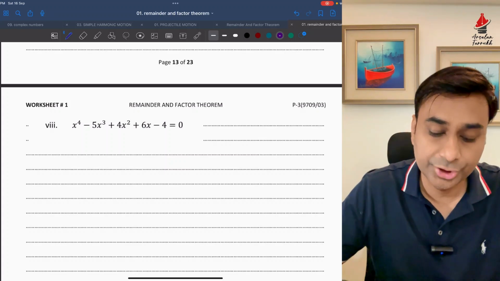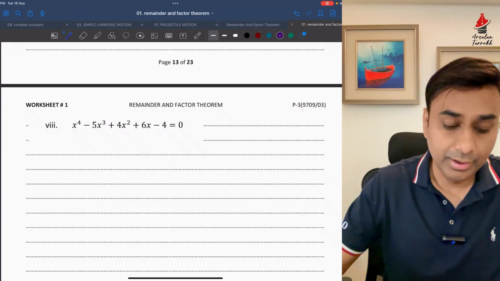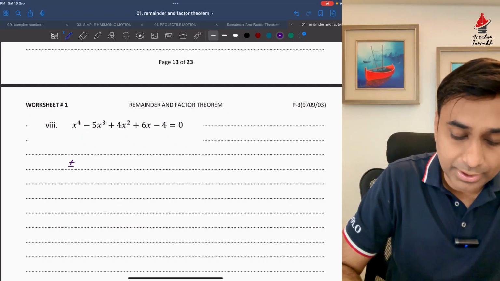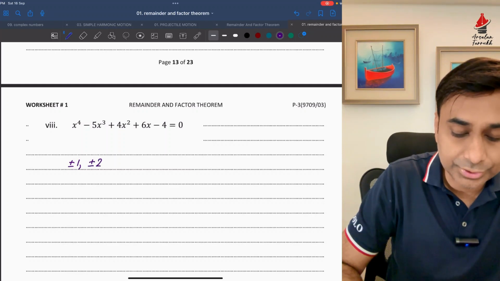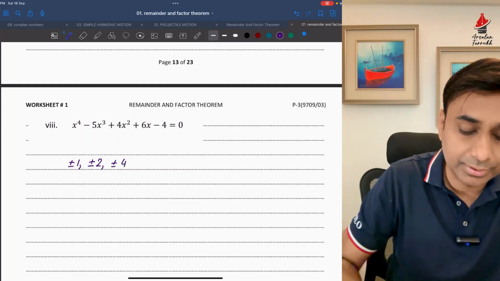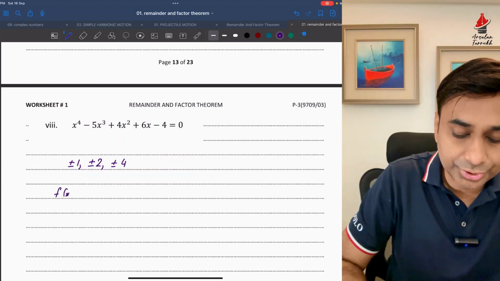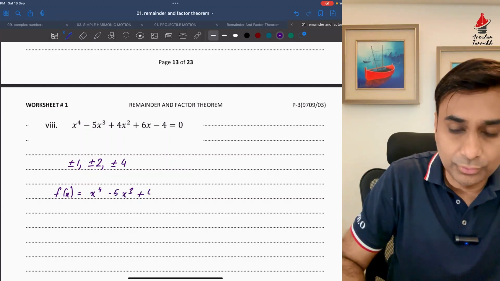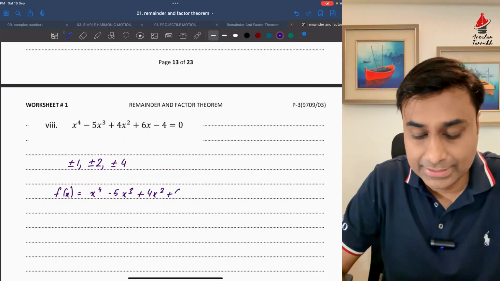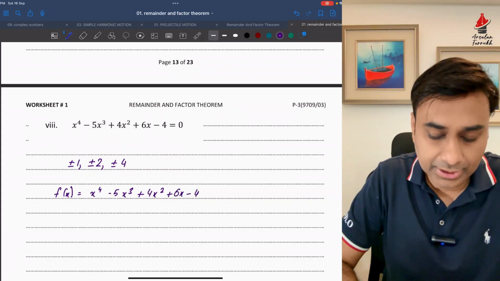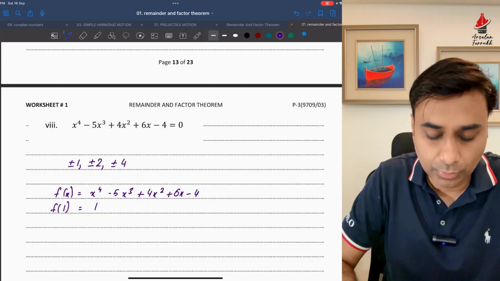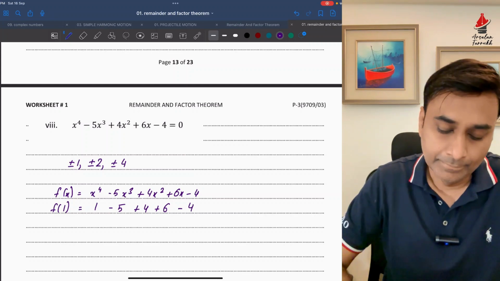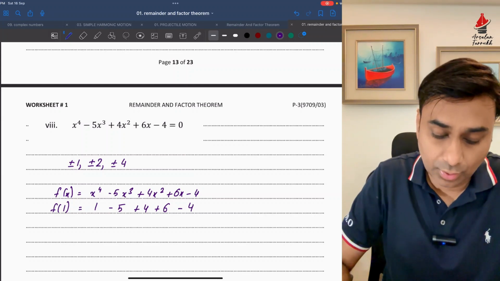So that means I have to find two factors by trial and error, which means looking at the last constant term, so I'd have plus minus 1 as my trials, or plus minus 2 as my trials, or plus minus 4 as my trials. So if I suppose the function to be x^4 minus 5x cubed plus 4x squared plus 6x minus 4, then first I'm going to put 1 over here. That's going to be 1 minus 5 plus 4 plus 6 minus 4. This is not coming out to be 0.